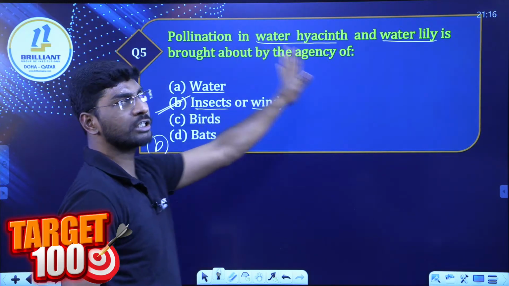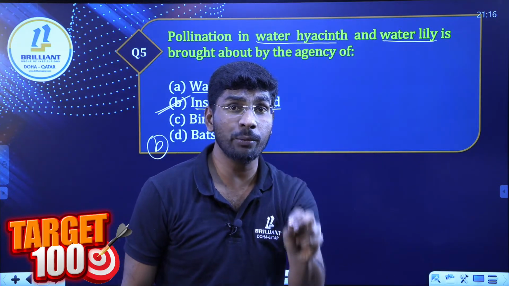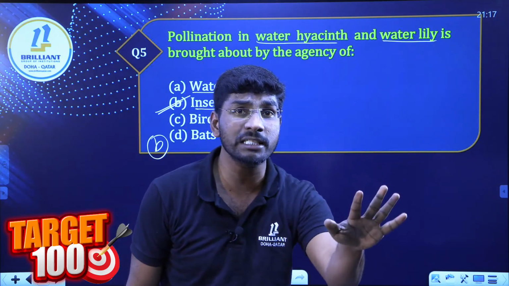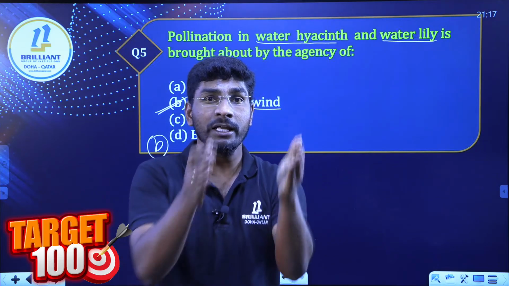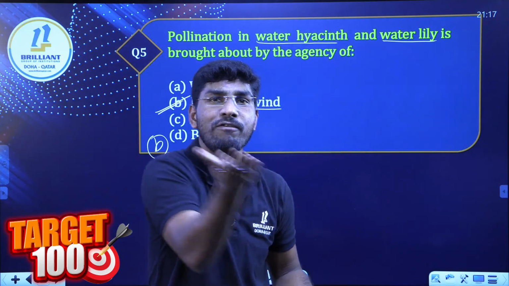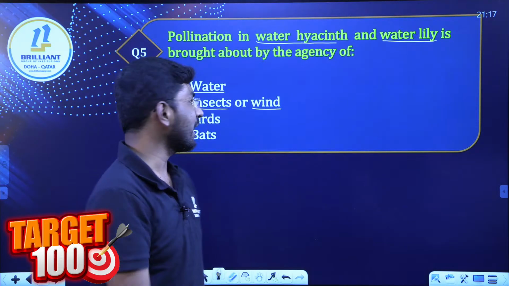If this same question comes for the 2 mark question, why? What is the reason that in aquatic plants such as water lily and water hyacinth, water pollination does not take place? That means your answer will be, in these 2 plants, the flowers are emerging above the level of water. So anemophily and also entomophily take place.